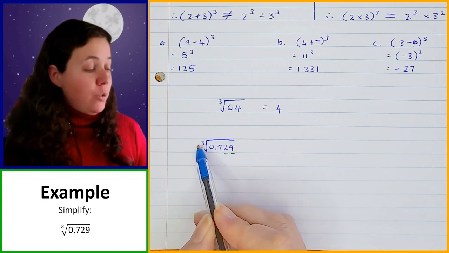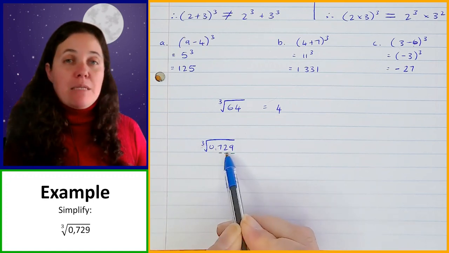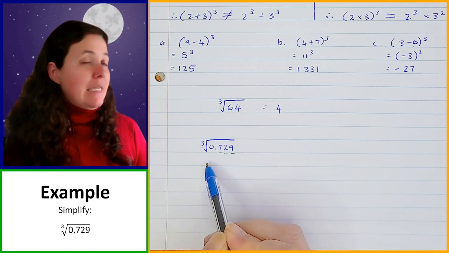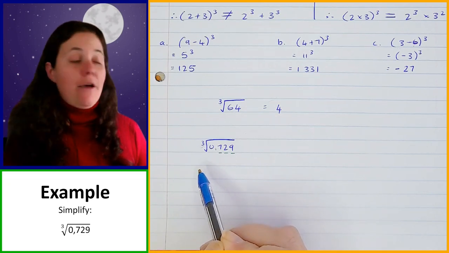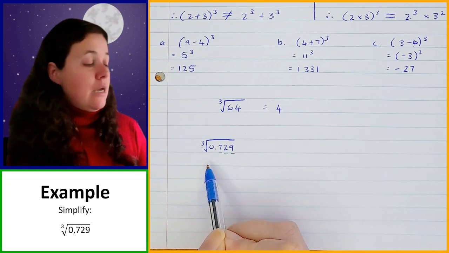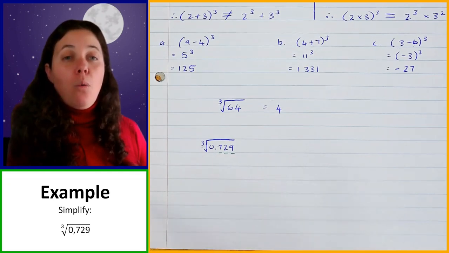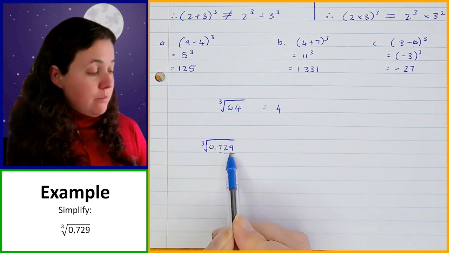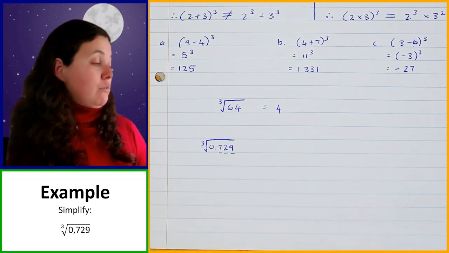So if it's a cube root, I'm going to divide the number of decimal places by 3 to know how many decimal places the cube root should have. In this case, there are 3 decimal places, so my cube root should have 1 decimal place. That's by dividing that by 3, I get 1 decimal place.